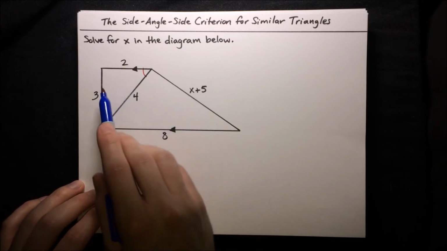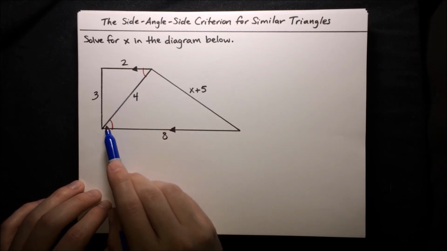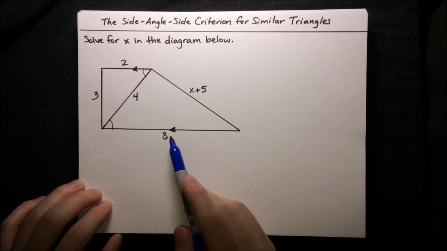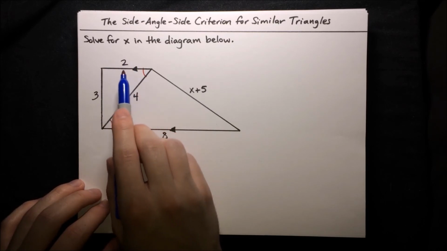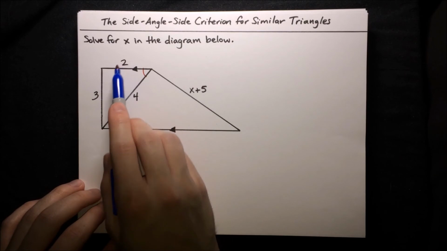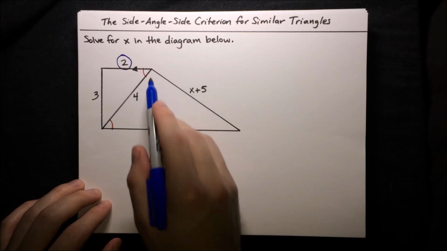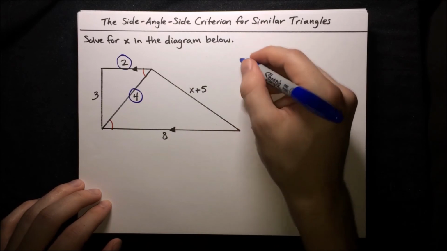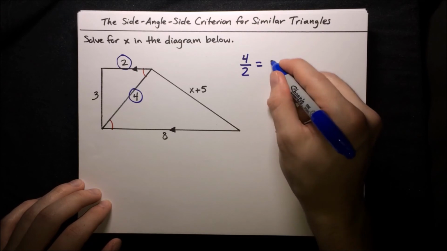But first, let's see if these two triangles are even similar. We've got a pair of congruent angles, so if we want to use side angle side, we should start comparing the ratios of lengths of supposedly corresponding sides. First of all, what is the corresponding side for the side of length 2 here? Well, 2 is the smallest length in this triangle of lengths 2, 3, and 4, so we should be comparing this side 2 to the smallest length in the other triangle, which appears to be this 4 side here. So let's compare 2 to 4. The ratio of 4 to 2, 4 divided by 2, is just 2.